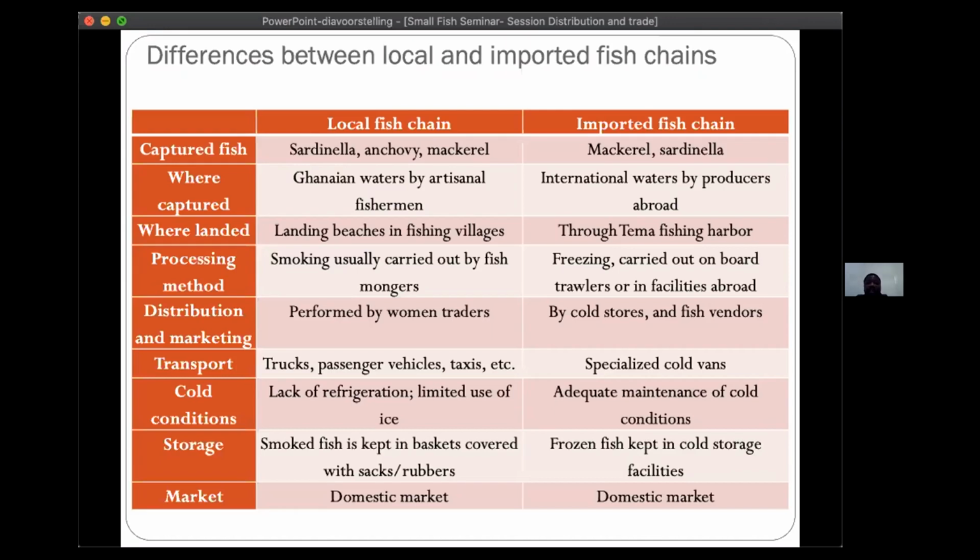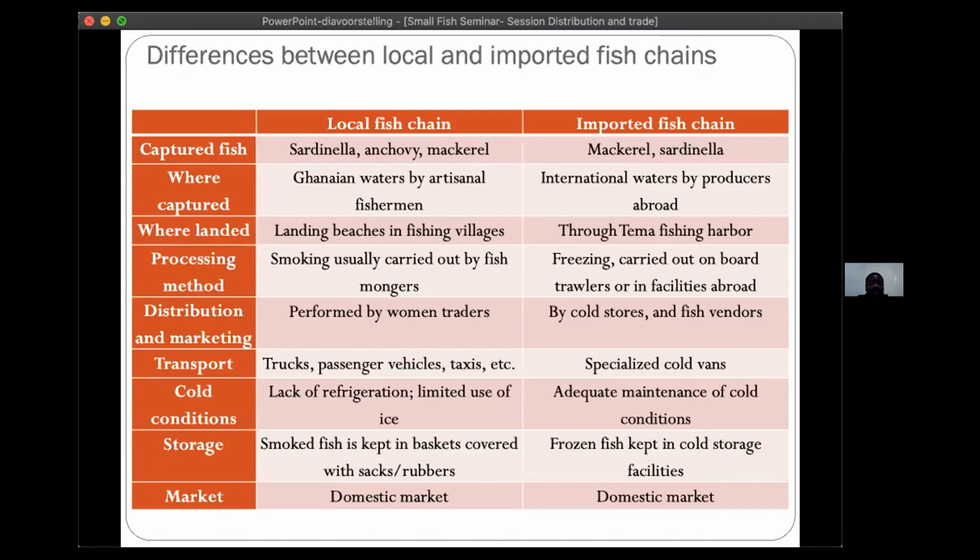In terms of distribution, women perform the distribution and marketing of fish in the case of the local fishing. In the case of imported fishing, cold stores are involved in the distribution and marketing, but at a certain point, fish vendors also come in to distribute the fish to consumers.